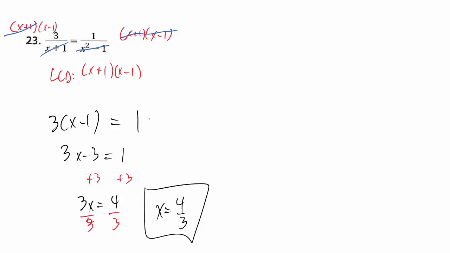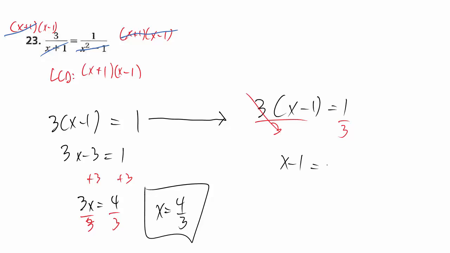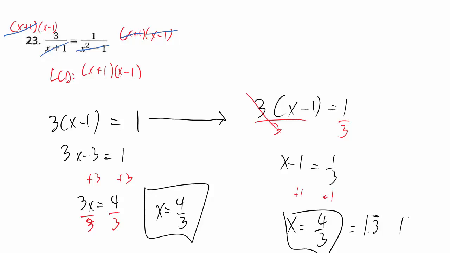But let me show you another way we could have gone. Once we get to this step right here, let me branch off a different way. So I had 3 times x minus 1 equals 1. Instead of distributing, you could have actually divided by the 3, like so. And then you get x minus 1 is equal to 1/3. And if you add 1 on each side, if you add 1 to 1/3, you get 1 and 1/3, which is the same thing as 4/3. So you could write the answer as 1.3 repeating. You could write the answer as 1 and 1/3. All of these are the same value of x.